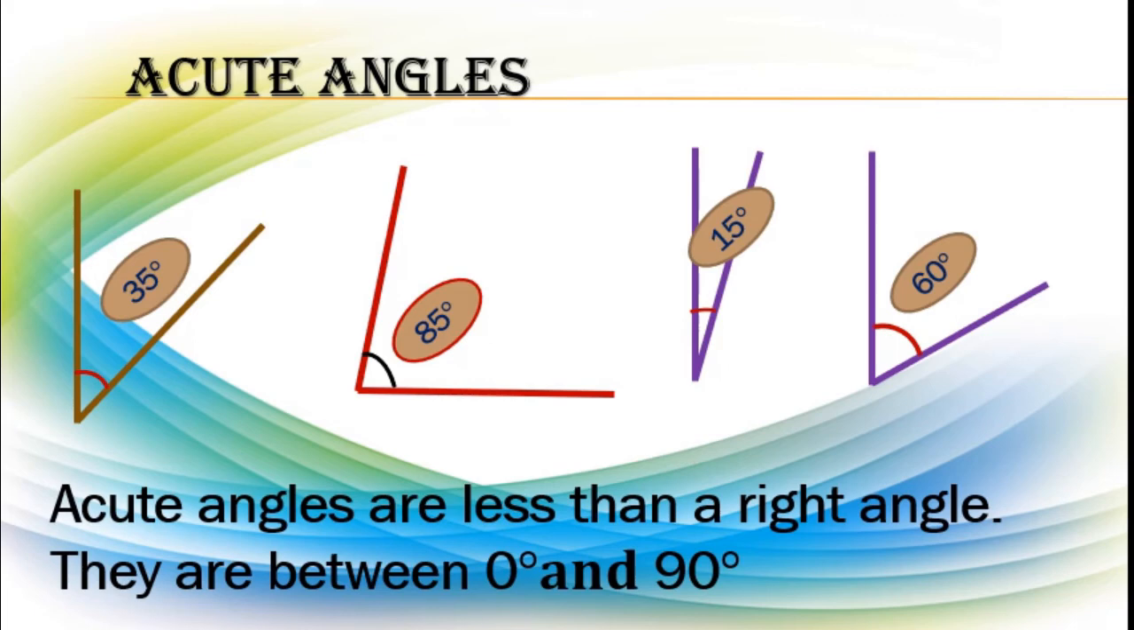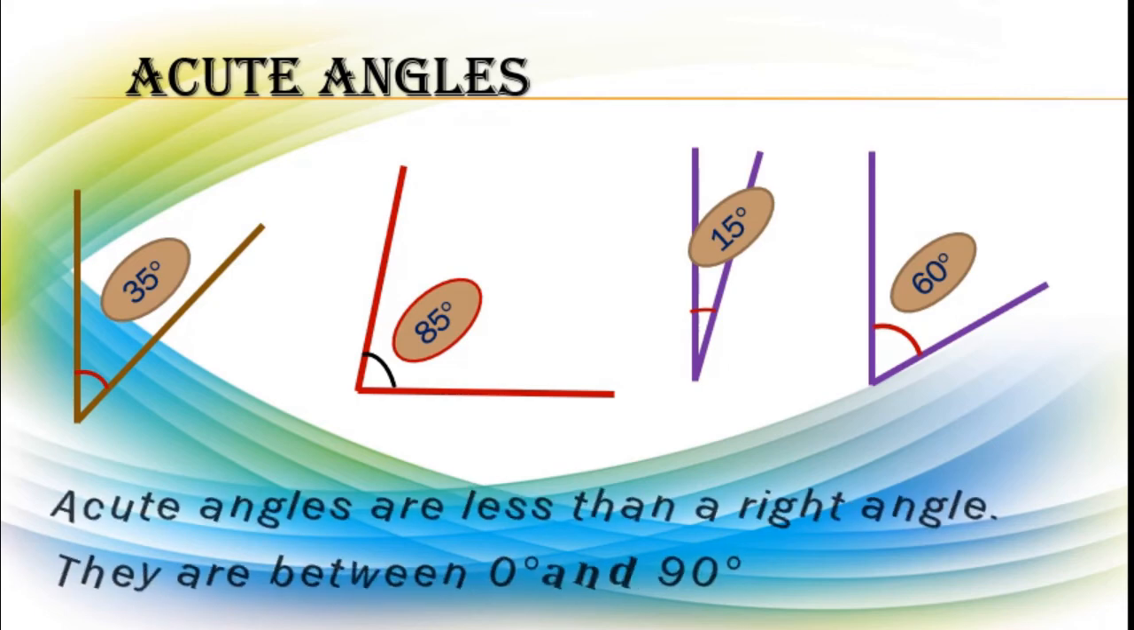Now we will write like this. Acute angles are less than a right angle. Remember, less than right angles means they are acute angles, and they are between 0 degrees and 90 degrees. They are not equal to 0 degrees and they are not equal to 90 degrees, but they are between 0 degrees and 90 degrees.